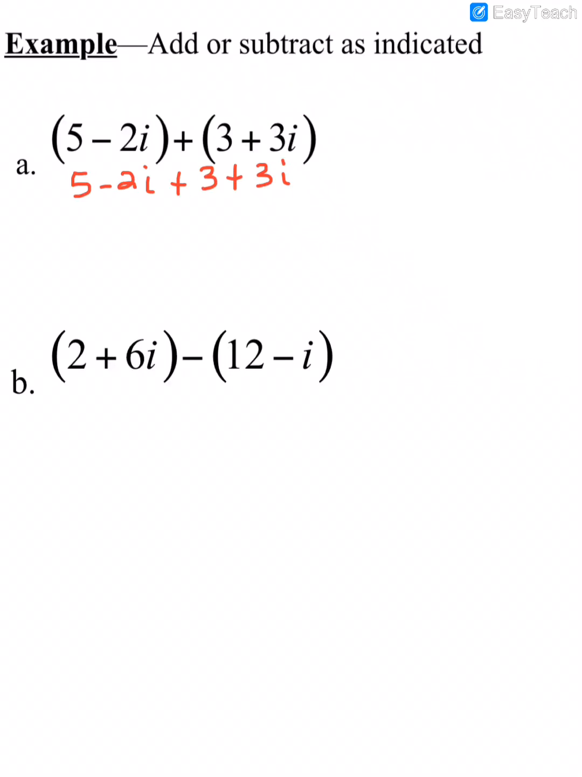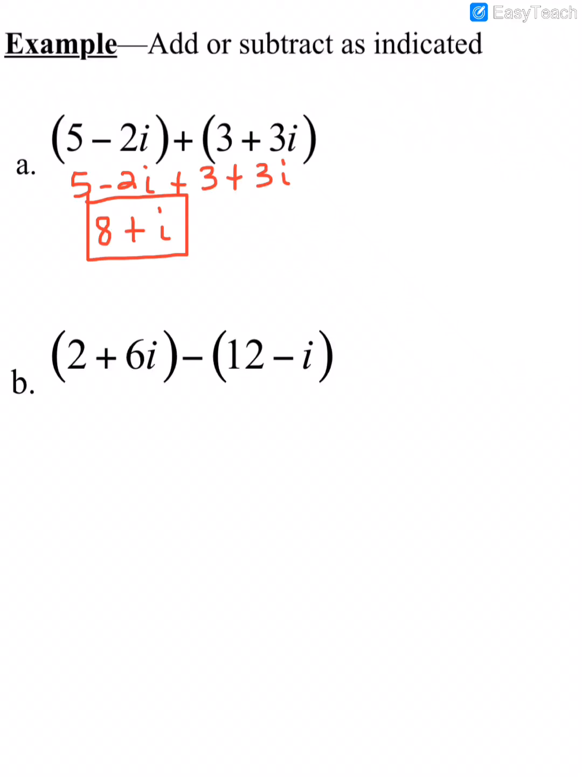Now we want to combine our like terms. So our real numbers are 5 and 3. 5 plus 3 is 8. And the imaginary numbers, negative 2i and positive 3i, when I combine that, I get a positive 1i. But just like when we're dealing with variables, the 1 is understood. And remember that we need to write our answer in standard form, meaning that the real number part needs to go first and the imaginary part last. So this would be our answer in standard form.